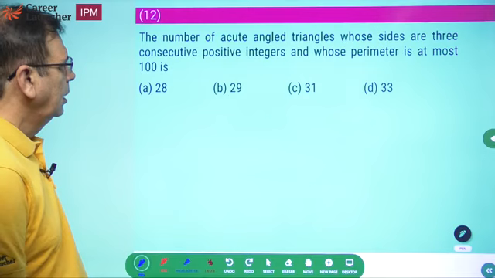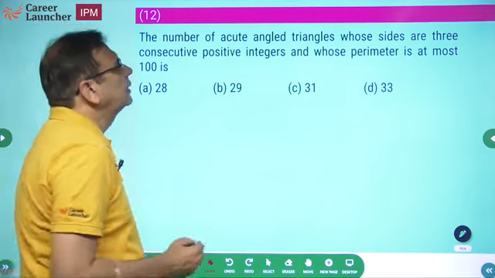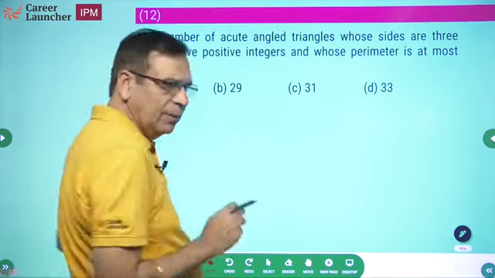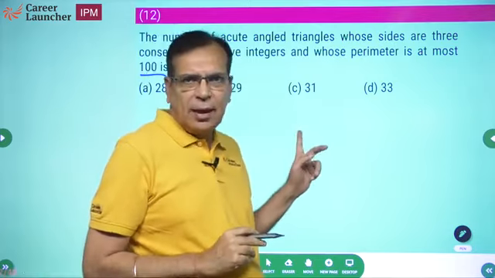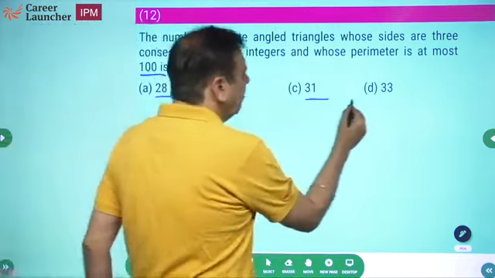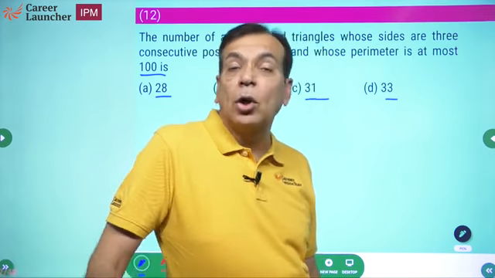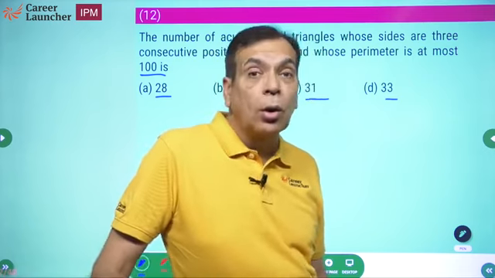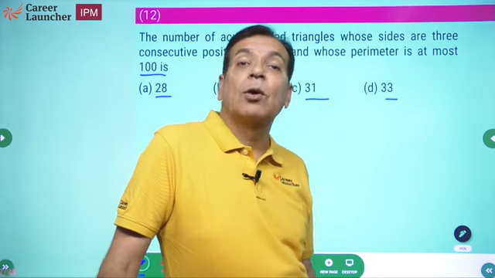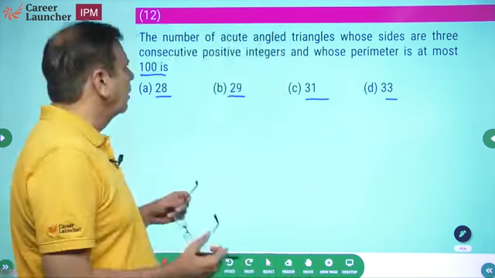Next question. Number of acute angle triangles whose sides are 3 consecutive positive integers and whose perimeter is at most 100. करा जा सकता है. मालूम है क्या करना. What is the negative of this question? Choices are very, very close. एक भी गलत case उठा लिया, or if you miss out on one single case, you will end up with a wrong answer. So this is a question I will want to do, but I am not going to rush through it. I will start doing it comfortably.